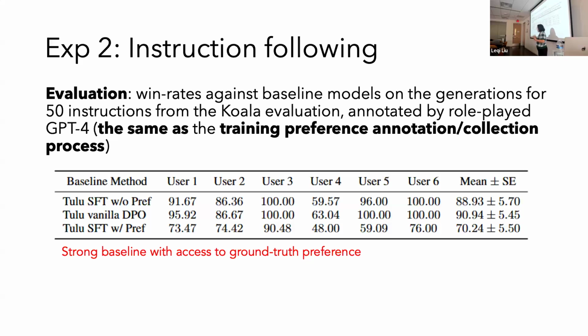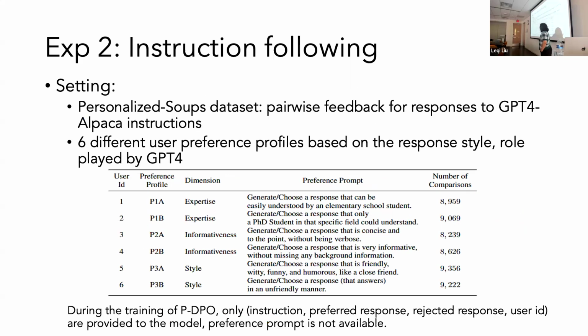So this is a super, super strong competitor. And even in this case, our model was able to compete against it most of the time, except user 4, which is always being super informative. I don't entirely know why, but it's close to 50. So it's probably just a hard preference to learn. Are these real people with complicated preferences? No, these are the role-played ones, these 6 profiles.